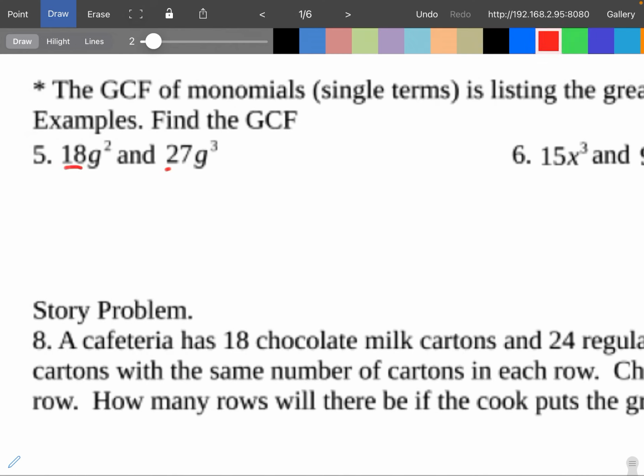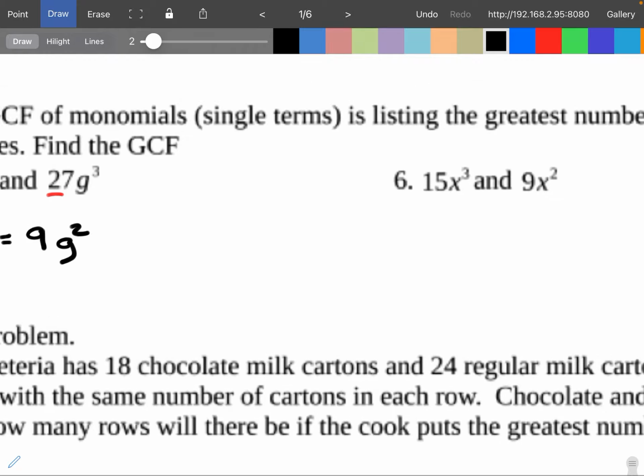So the first thing we're going to do on number 5 is what's the largest number that goes into the 18 and the 27? That's a 9. That's good. So the GCF, greatest common factor, is going to be 9. And then is there a G in both of those monomials? Yes. And then you want to say, what's the lowest power that it appears to? A 2. So you put G to the second power.